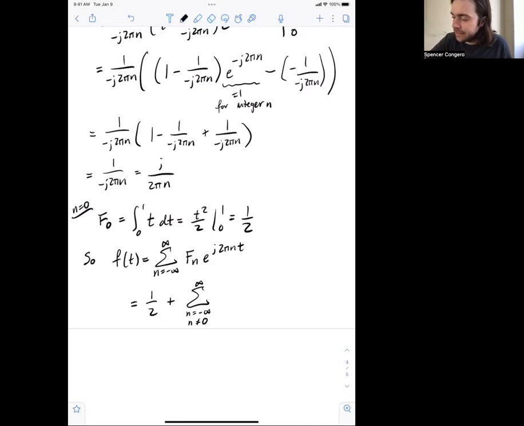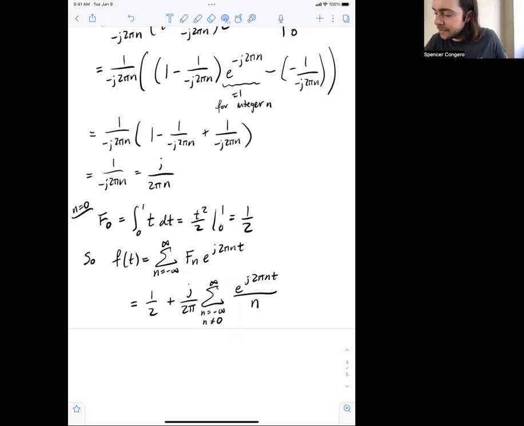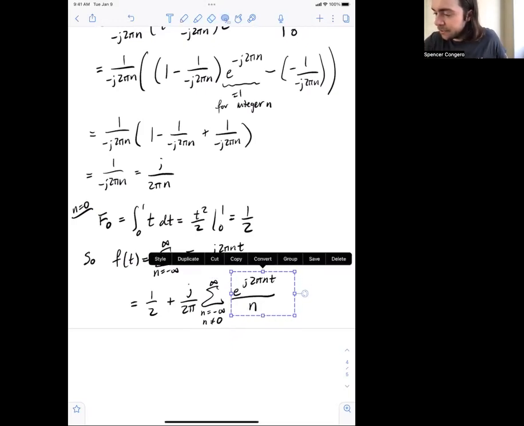And what do I get then? Well, then I want to plug in for these Fourier series coefficients, which I have right here. You can see that the j over 2 pi doesn't depend on n, so I'll bring that out. Now what I have left is just e to the j 2 pi nt divided by n. Okay, so there is the exponential form.